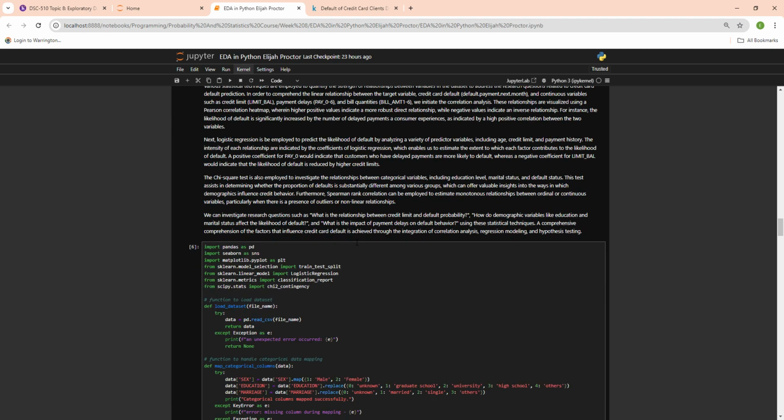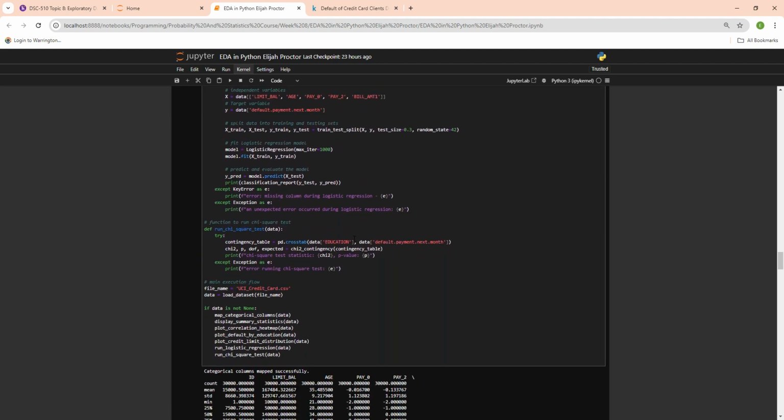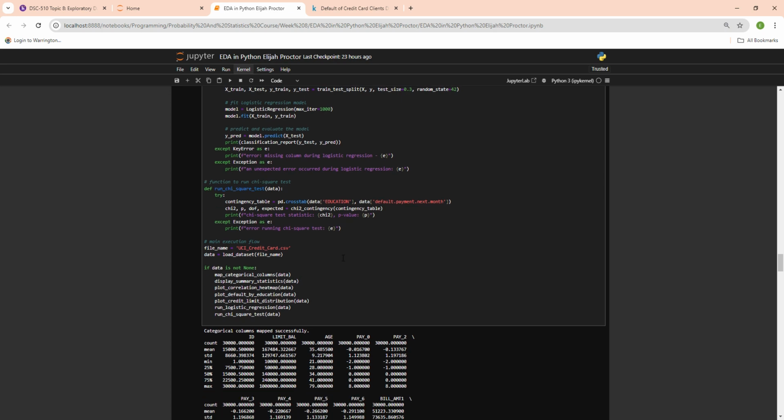And so what we're doing here, it'd probably just be easier to go over the code. First, we're basically performing an exploratory data analysis and statistical evaluation on our credit card data set. And so first we have to load the data set, and then we're going to map categorical columns like the sex and education and marriage to a human readable label for better interpretation. Then we perform summary statistics of the data set and display them to understand the key numeric characteristics such as the mean, median, and distribution of values.